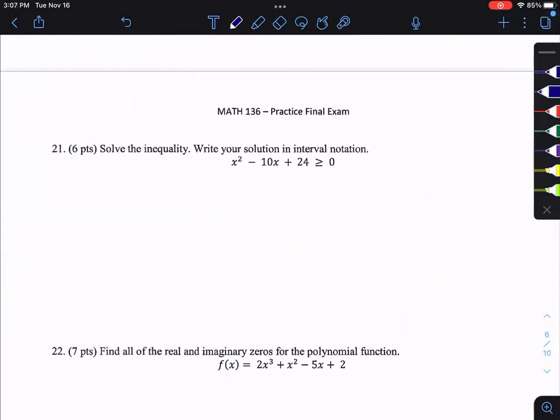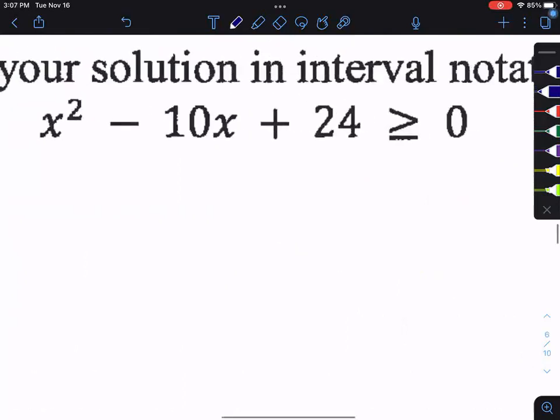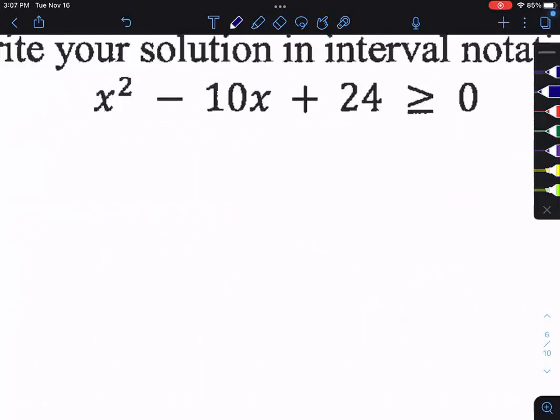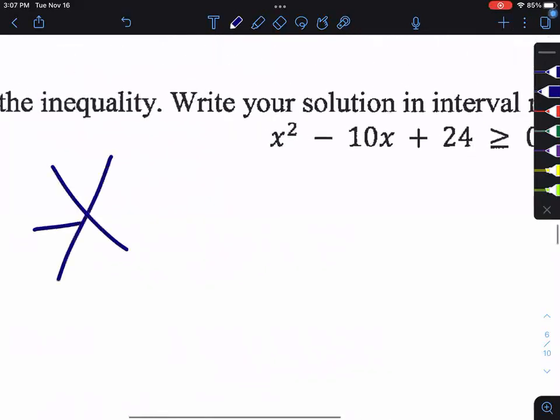Question 21, we are given a quadratic inequality. For our quadratic inequality, we need to, first of all, factor what's on the left-hand side. So it's already essentially set equal to 0. Remember, the inequality doesn't change anything until we get our x values. So we're going to factor x squared minus 10x plus 24.